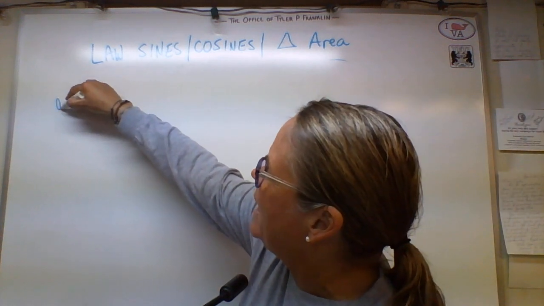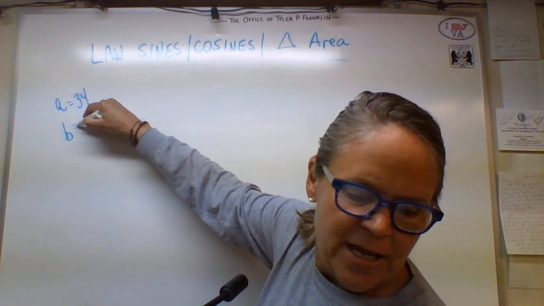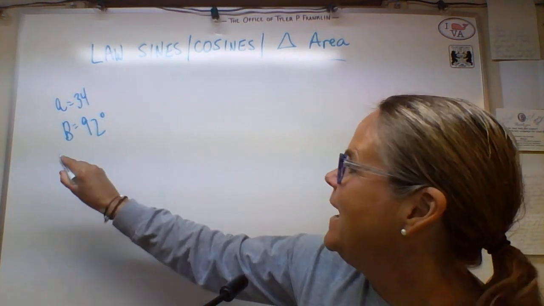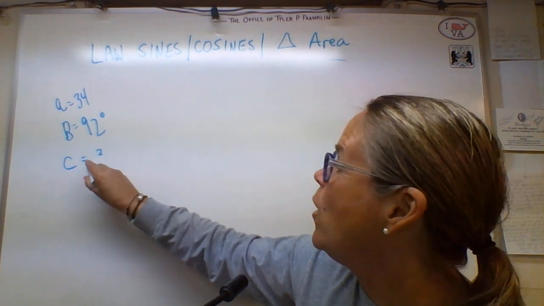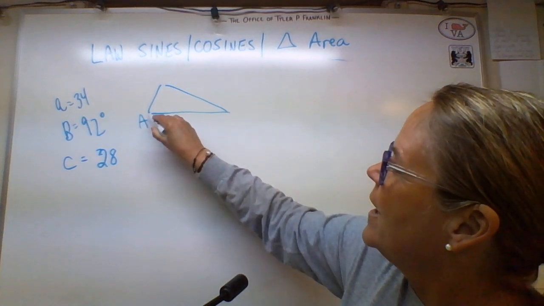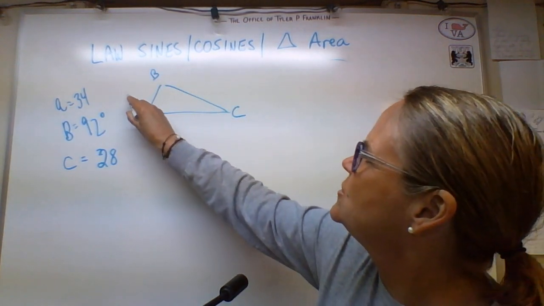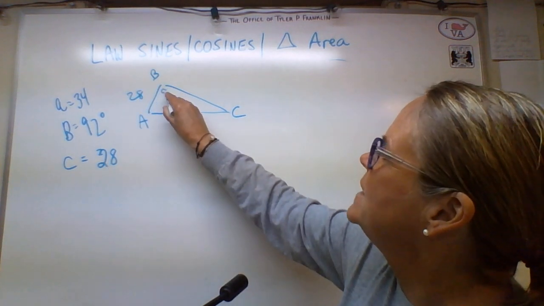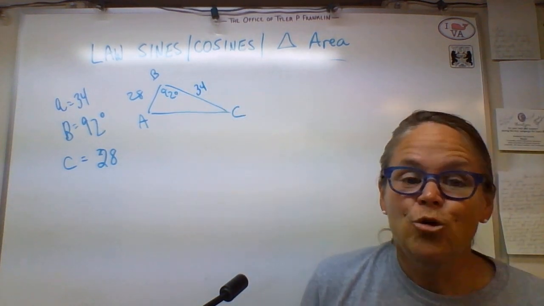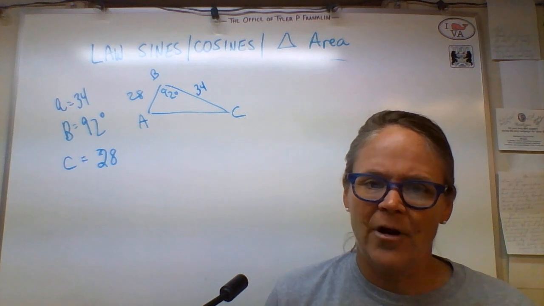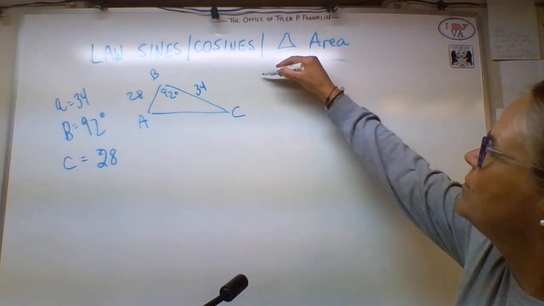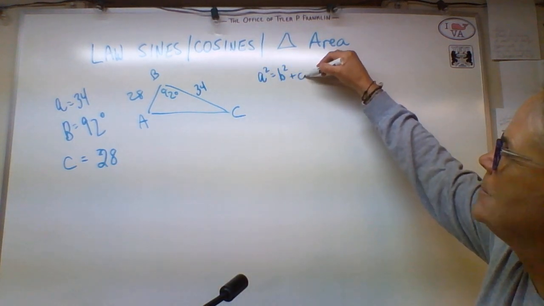So I tell you A is 34, angle B is 92 degrees, and side C is 28. So if you're someone that needs to see it, you're like, okay, A, B, C, side C is 28. B is 92 degrees, side A is 34. You don't have a side across from an angle, so you're going to have to use law of cosines.